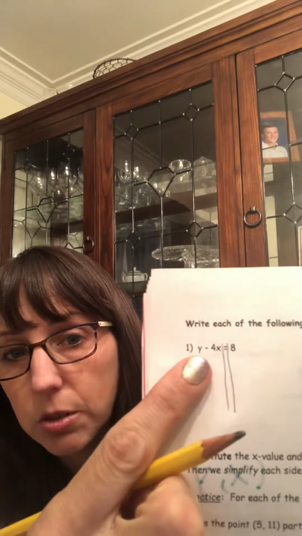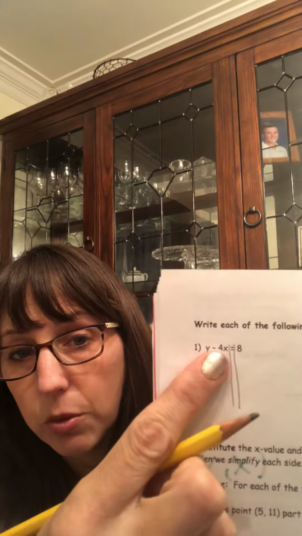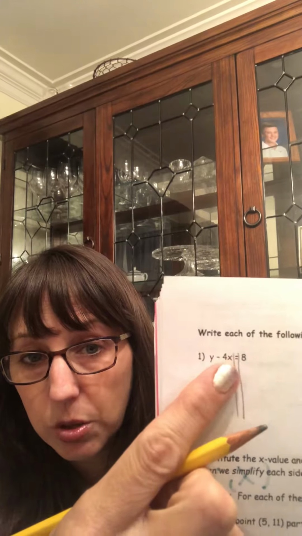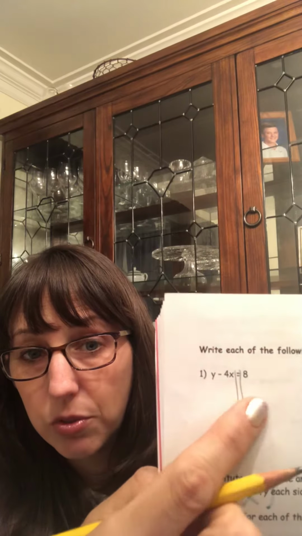So all you're gonna do is start by putting in your railroad tracks if you like to use them, and then you're gonna move things so that you're leaving the y there. So it is a little different than what we normally do, but the y is gonna stay all by itself, and we need to move what's next to the y so it's by itself. So I'm gonna take that negative 4x and move it over here. There is a little trick though with this.